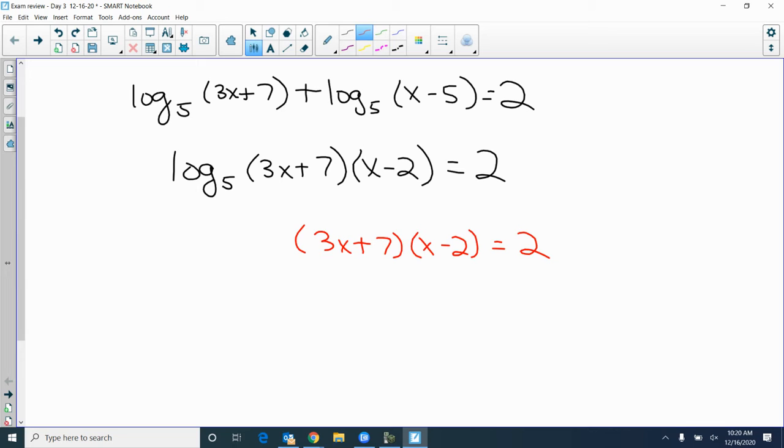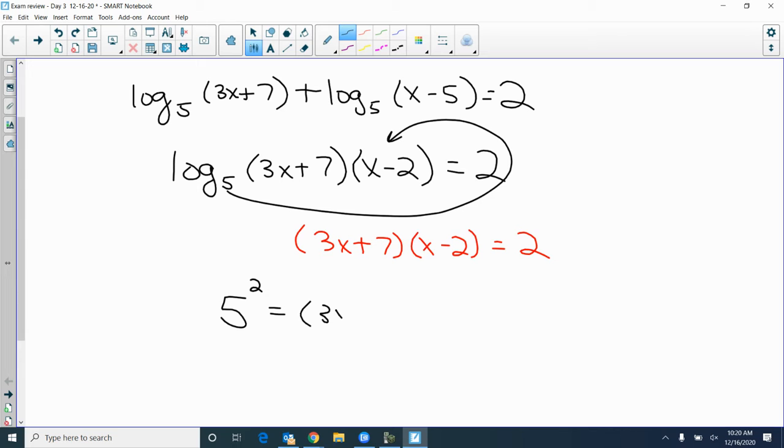That's right. You would do 5 squared equals (3x + 7)(x - 2). Yep, you gotta take 5 as your base. 5 is your base to the second power equals 3x plus 7 times x minus 2. Okay, so you can't just drop.